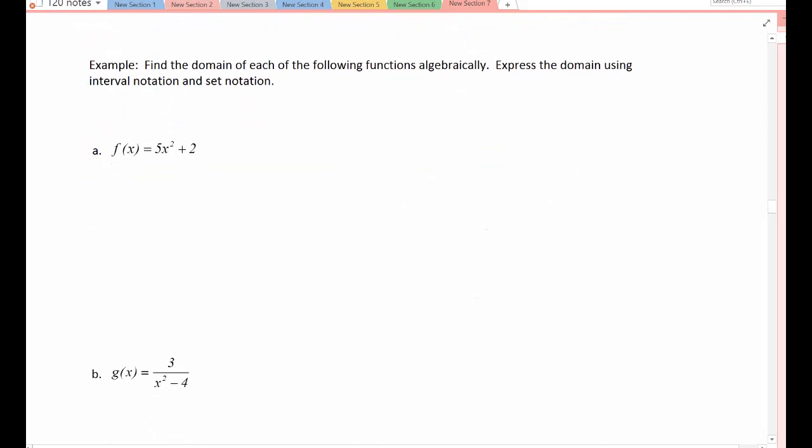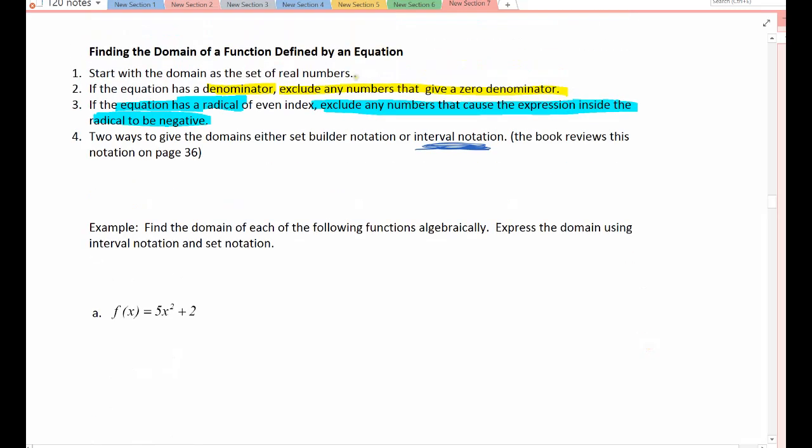Now we're just going to practice finding some, looking at different cases. The first one is our function f of x is equal to 5x squared plus 2. First thing, we assume all real numbers, and then we have two checks. Start with the set of real numbers. Is there a denominator? Nope, no denominator. Is there a root, a radical? Nope, there's no root. And so there are no problems.